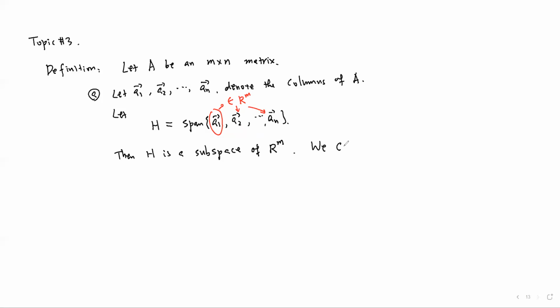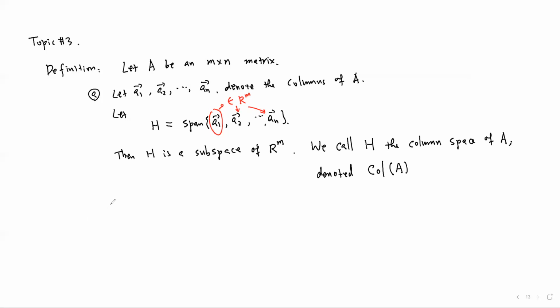We call H the column space of matrix A. The notation is denoted by Col A. This is the column space, meaning the set spanned by the columns.